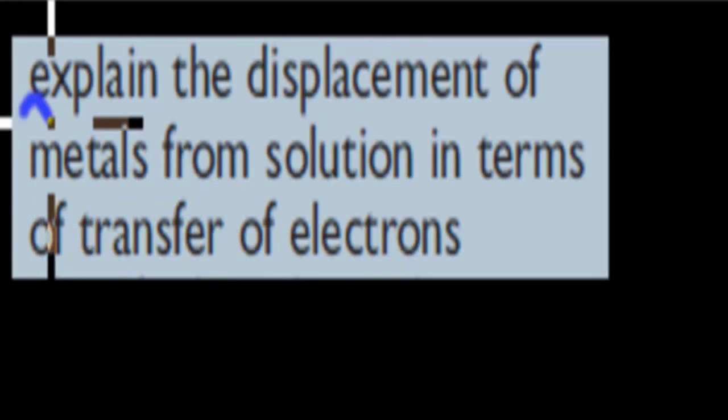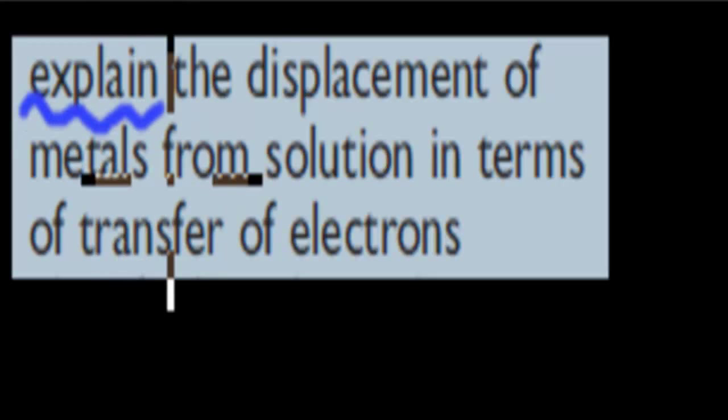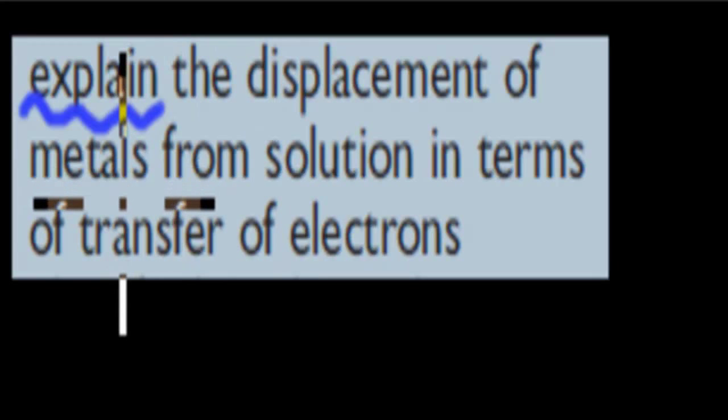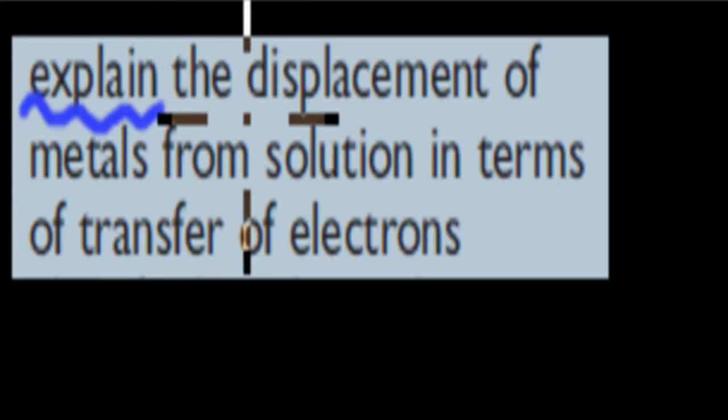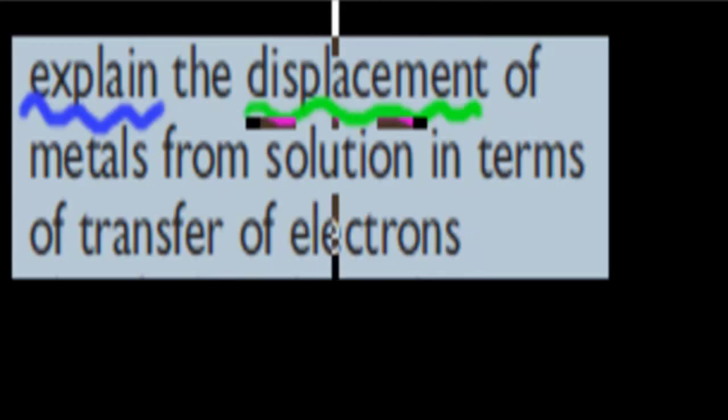First, that word explain. That means that we have to give some detail. We don't just have to say that it's all about transfer of electrons, but we have to explain how that happens as well. So explain is more detailed than just identify. Then we have to talk about the displacement of metals. Displacement is just a different word for the movement.